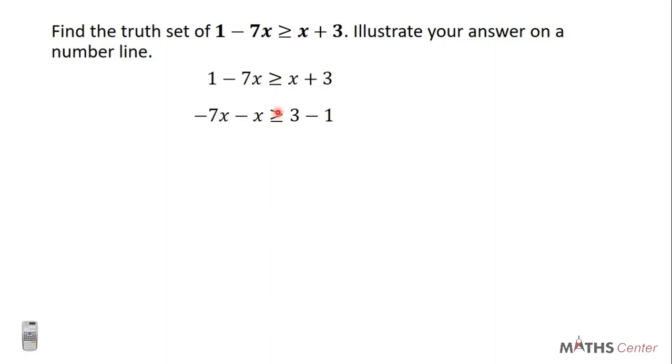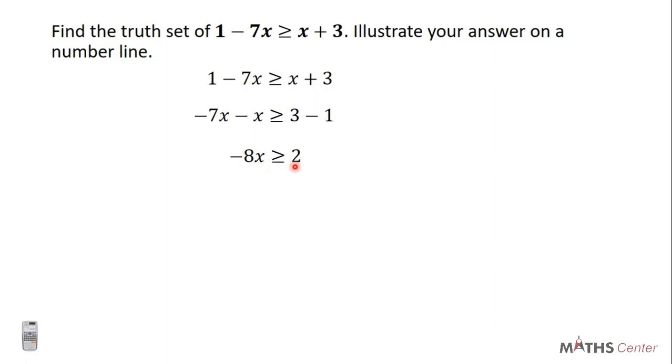You bring your sign greater than or equal to, 3 is already here. So 3, 1 is positive. When it crosses the inequality sign to this side, it becomes negative. So I'm going to have 3 minus 1. From the video on addition and subtraction of algebraic expressions, we saw that minus 7x minus x will give us minus 8x. Then we bring our sign greater than or equal to. 3 minus 1 will give us 2.